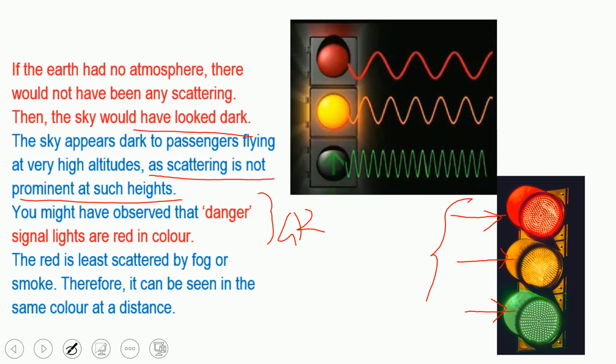So red is used for the danger signal, so we can see it, because it is very important to know that there is danger, stop. Now, red is the least scattered by fog, smoke, etc. Therefore it can be seen in the same color from a distance. So if a give-reason question is asked, one more point you can add is that it has the longest wavelength, so its scattering is very minimal. Understand? You can include that also.